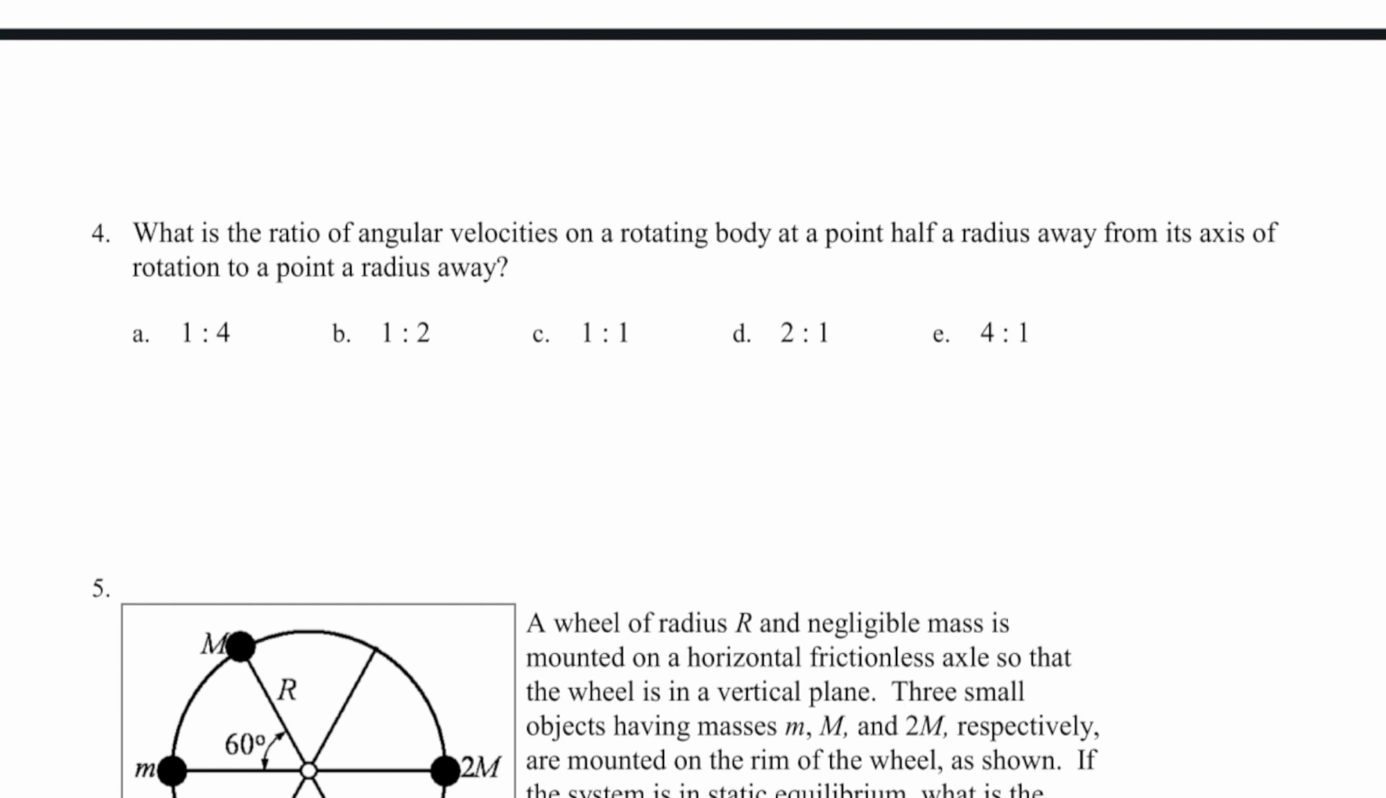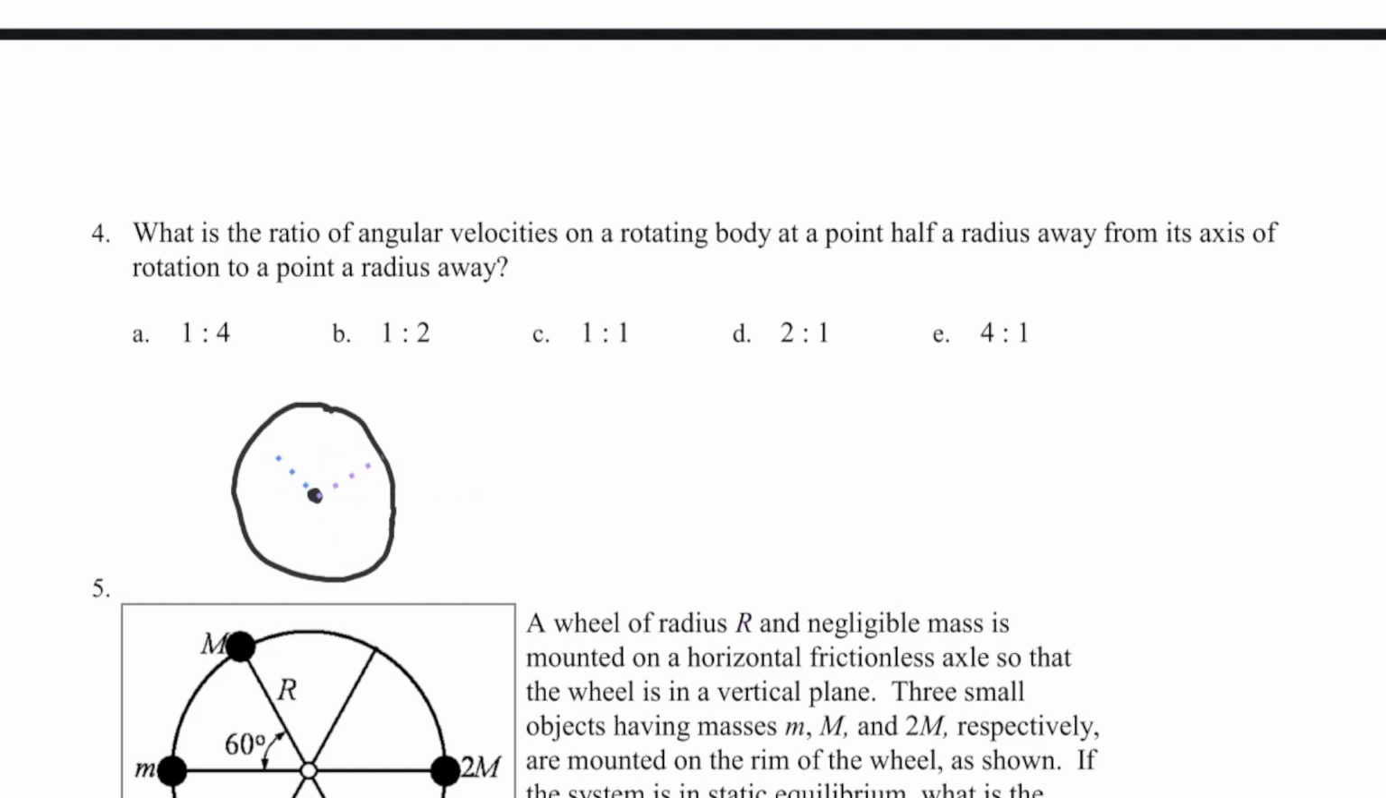What is the ratio of angular velocities on a rotating body at a point half a radius away from its axis of rotation to a point 1 radius away? So just to draw a picture, what this is asking is what is the ratio of angular velocities on a rotating body for a point half a radius away, so that's something like this in blue, versus 1 radius away, which would be this in purple.